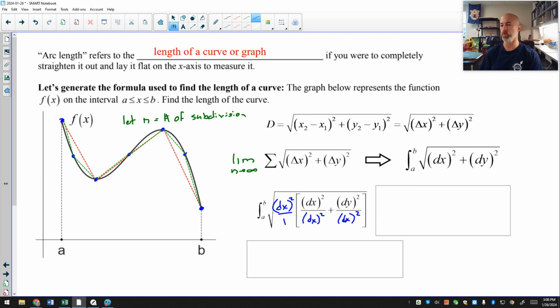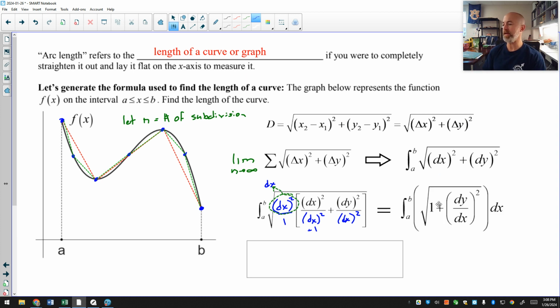I could put that over 1 if you want to. So I have multiplied by dx squared and I have divided by dx squared. This dx squared right here, because that is under a square root, can come out as a single dx because the square root of dx squared would be dx. And then dx squared over dx squared, well, that's just going to equal 1. And dy squared over dx squared would be the quantity of dy dx squared.